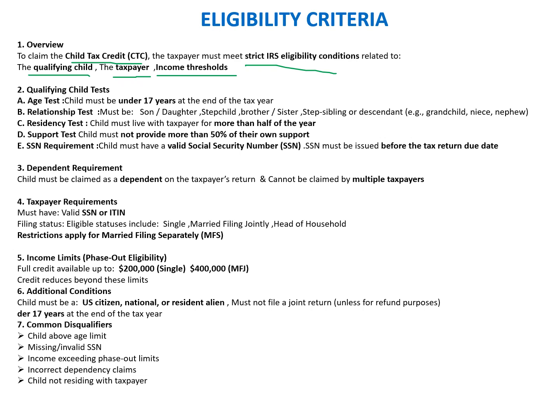What is the qualifying test? Age test. The child must be under 17 years at the end of the tax year. This is very, very important. If the child is under 17, then only is this child tax credit available. Otherwise, it is not available.